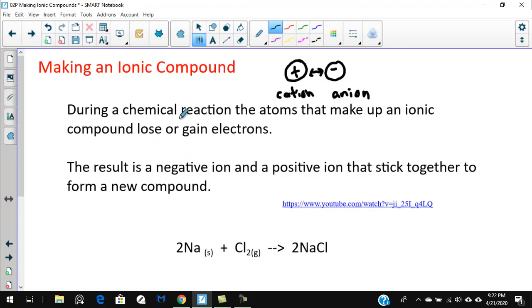Right? So during a chemical reaction, we can put two atoms together. They can lose and gain electrons. One of them will lose and one of them will gain. And the result is a negative ion, a positive ion, and then they stick together to form a new compound. So you can see this happen if you go online. I'll just launch this video quickly and we'll watch a little bit of it, and then you can go back and see the rest if you're interested.